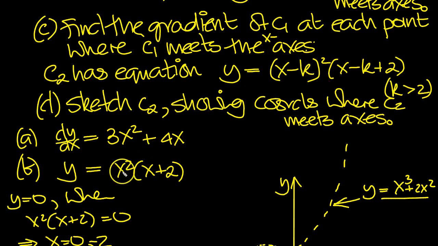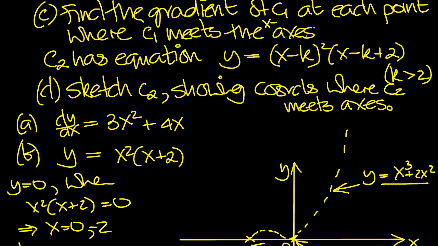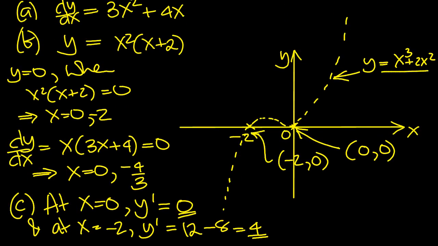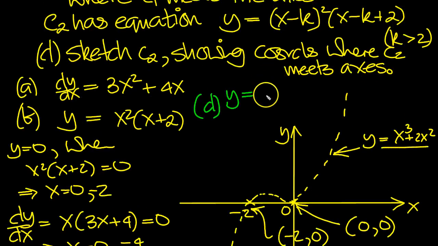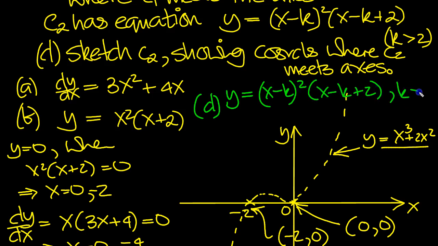C2 has equation this. Now if you'll notice, it's very similar to this equation here in form. Instead of x we've got x minus k, all the way through basically. So sketch C2 showing coordinates where C2 meets the axes. I'm going to sketch it on the same graph because I've got a digital pen. So part D now, I'm going to use a different colour, a green. So y equals (x minus k) squared times (x minus k plus 2), and k is bigger than 2.